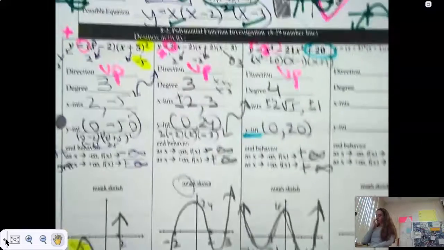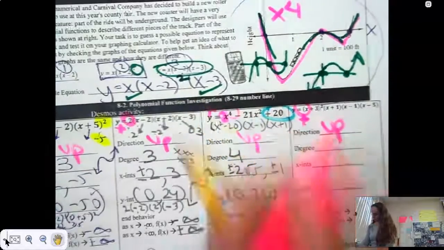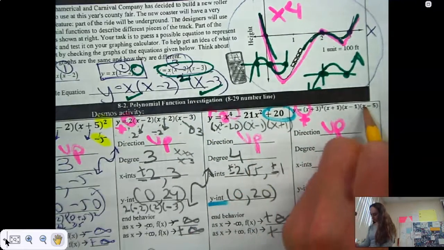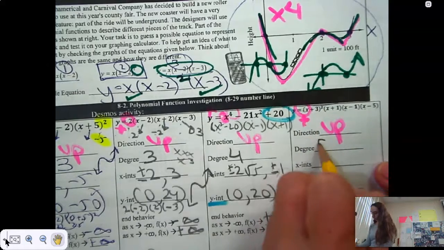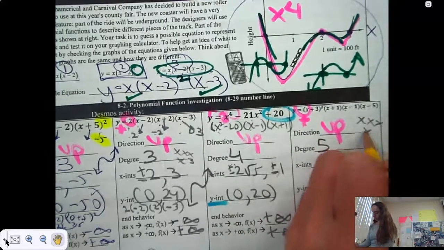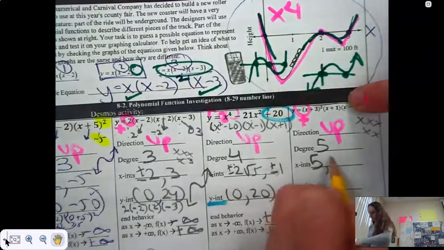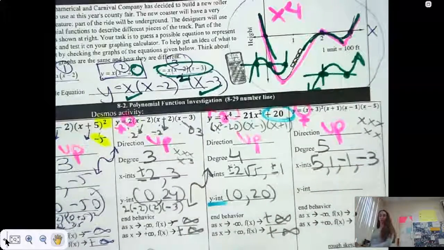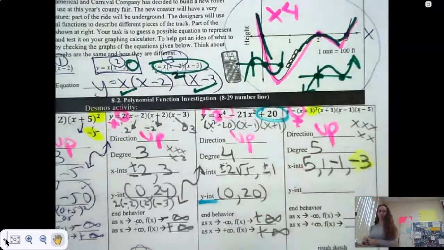All right, next one, direction. We're doing a lot of them that are up. We're just starting right now, okay? So direction, up, it's positive. Degree. Okay, what's the degree? There's 1, 2, 3, squared, 4, 5. 1, 2, 3, 4, 5. Degree 5. The x-intercepts are 5, 1, negative 1, and negative 3. There's only 4 of them because this squared means that's going to be bouncing.